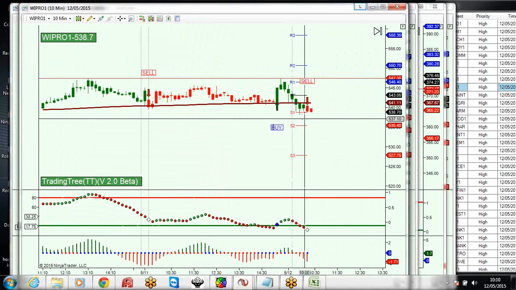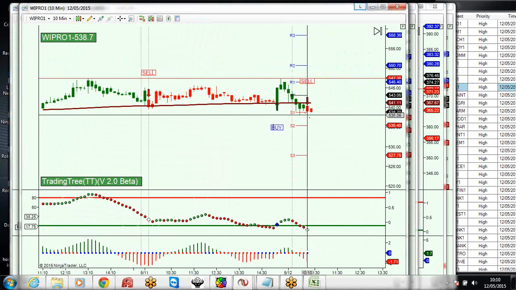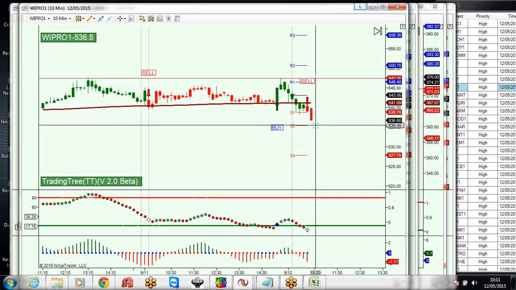So Wipro, you can short it below this price, 538. So that's already started. So your first target will be this S2 level. That's also going to be done.